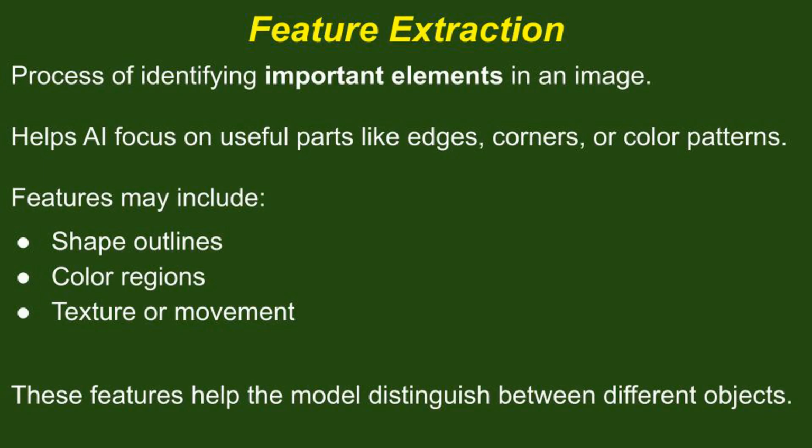When you look at a picture of a cat, you instantly notice its eyes, whiskers, and tail, not every single pixel. That's exactly what AI does. During feature extraction, it looks for key clues like edges, patterns, and textures that define an object. By focusing on these important features, AI can later recognize whether the image contains a cat, a dog, or something else.